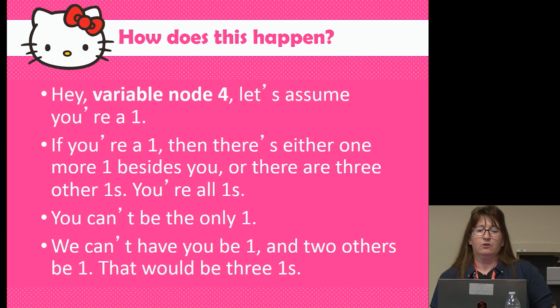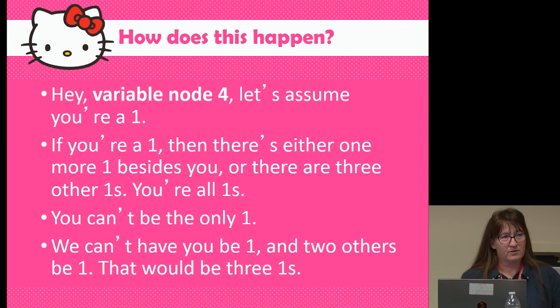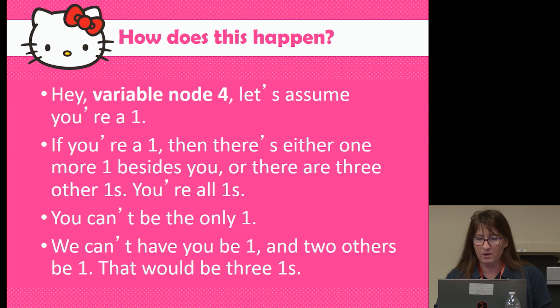So hey, if variable node 4, let's assume it's a 1. And if it's 1, then there's either 1 more besides you, or there are 3 other ones. You're all 1s. You can't be the only one. And we can't have you be 1 and 2 others be 1, that would be 3. So it's like who's on first with 1s.